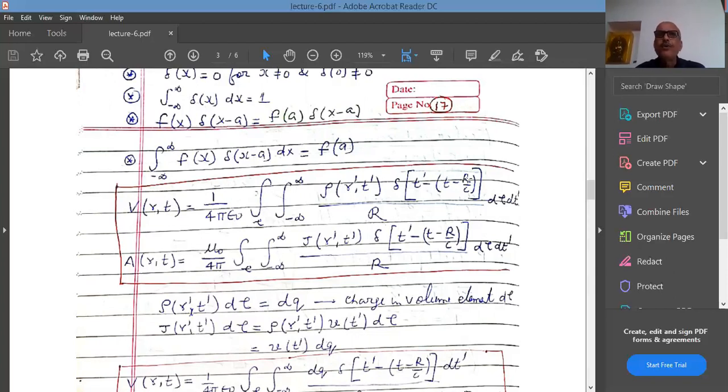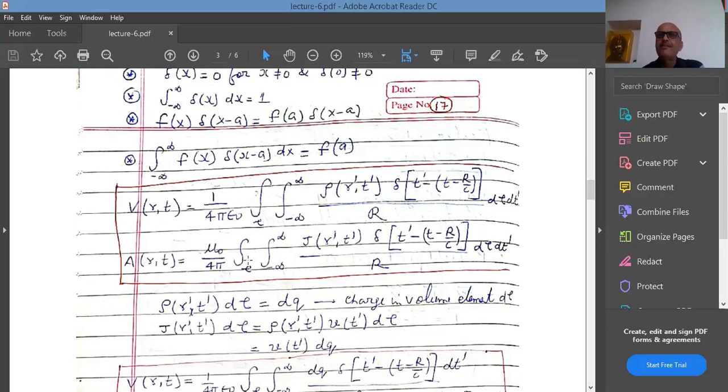So delta of 0 is not equal to 0. That is why this function, which is not equal to 0, has been written here. That is why we have delta 0 here. And then the integral from minus infinity to infinity of delta of x dx is equal to 1. So the variable here is t dash, so we have dt dash here.